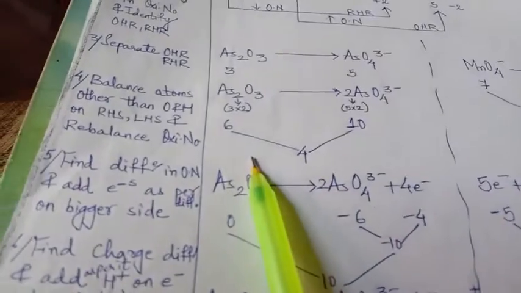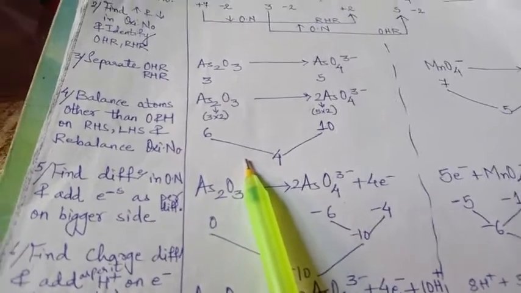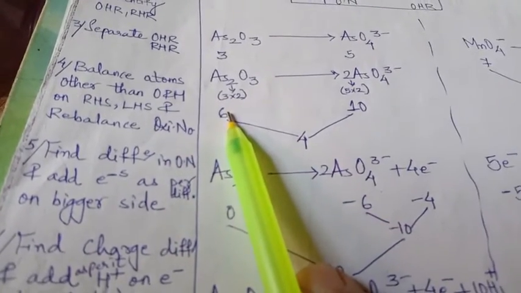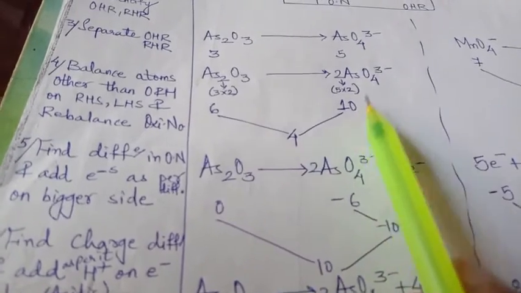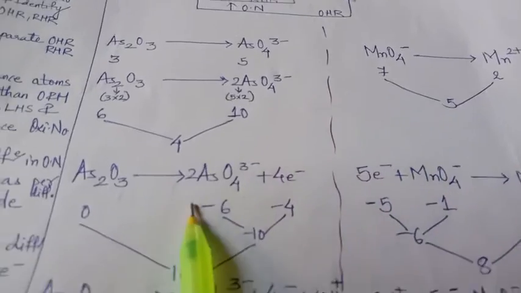Now, after balancing the atoms and rebalancing the oxidation number, we will have to find out the difference in the oxidation number. So 6 and 10. What is the difference? 10 minus 6, 4 is the difference. Here 7 minus 2, 5 is the difference.